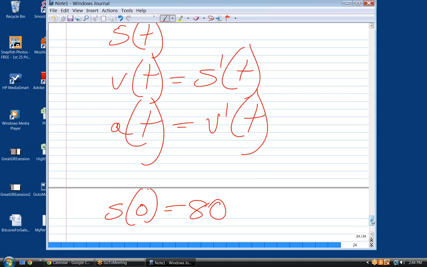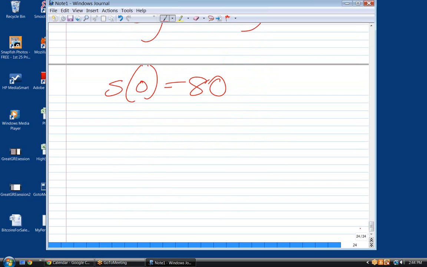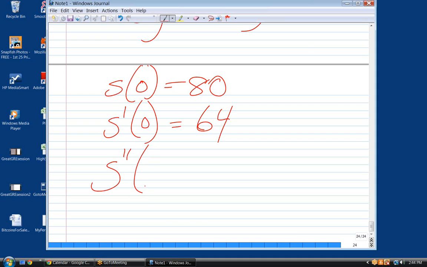Okay. Well, if its position is 80, and I know that its velocity, which is the first derivative of position, is 64, I also know that the acceleration due to gravity is equal to minus 32. In other words, whenever I throw that ball up in the air, I know that gravity is acting on it at 32 feet per second per second.